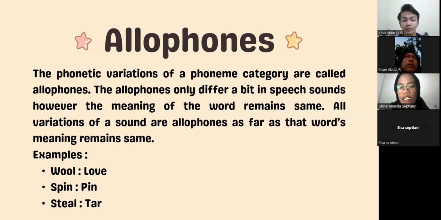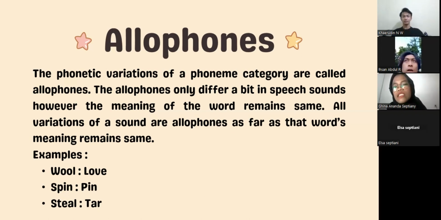And for the next example is till and tar. The letter T exhibits two different allophones. In these words, in the latter word, the phoneme T is pronounced in a more forceful and compact manner than the former one.